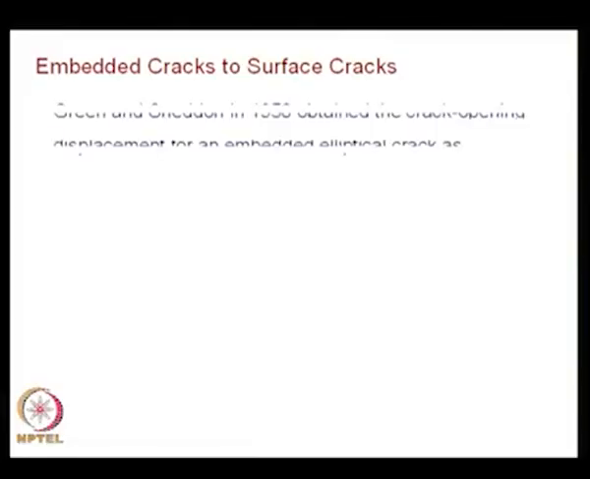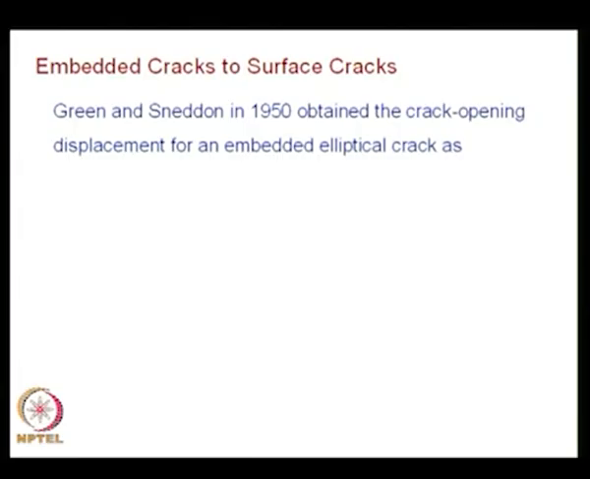And let us look again at how we developed the stress intensity factor variation for the case of a surface crack. There was a substantive mathematical development, and we have already looked at that. There is no harm in looking at it again. So, you find that Green and Sneddon in 1950 obtained the crack opening displacement for an embedded elliptical crack. They got this expression: V equal to V naught multiplied by (1 minus x squared by a squared minus y squared by c squared) whole power half.